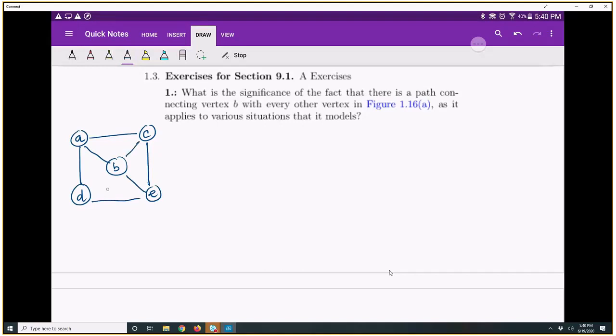This was an undirected graph, so we said anywhere that we had an edge, there was direct two-way connection between the vertices. So if this is a computer network, then the significance of the fact that there's a path connecting B to every other vertex would be that B can communicate directly with all of the other computers.